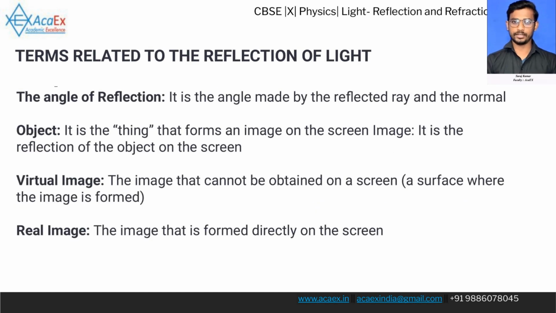More reflection terms. Angle of reflection, the angle between the reflected ray and the normal. Object, the source of light or the thing being reflected. Image, the appearance or reproduction of the object formed after reflection. A virtual image cannot be captured on a screen. A real image can be captured on a screen.